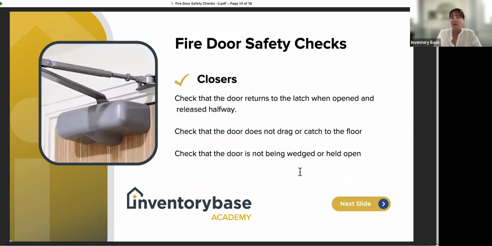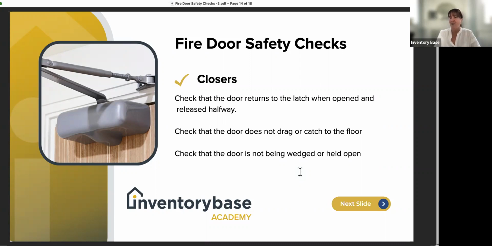Closes. So check that the door returns to the latch when opened and released halfway. It's literally a case of opening the door to around a 90-degree angle and letting it go and seeing if it goes back to the frame. Is it catching? Is it fully locking into the frame? And make sure it doesn't drag or catch on the floor. So when you release it, it doesn't stop halfway, because again, if it's not fully closed, when a fire occurs, when there's smoke in the building, then obviously it's got potential danger for the residents.